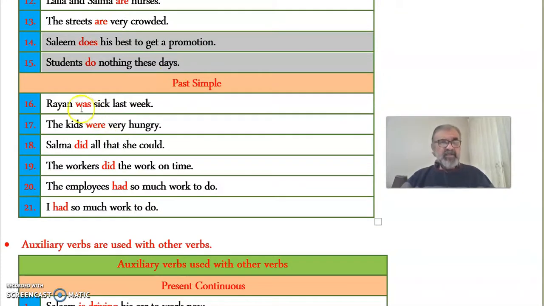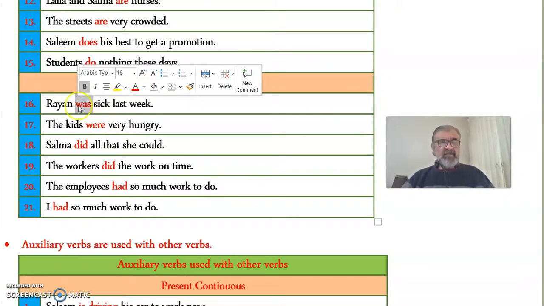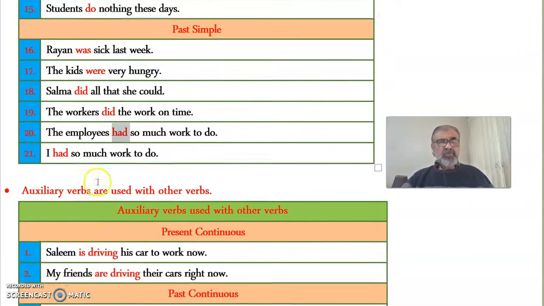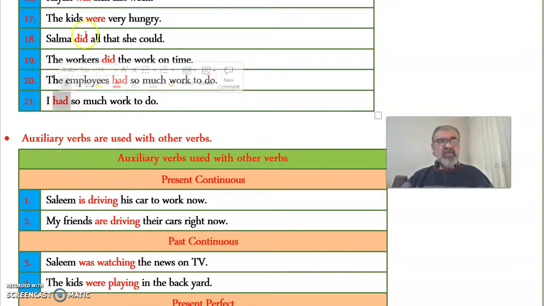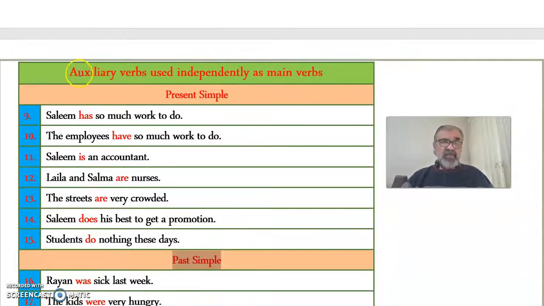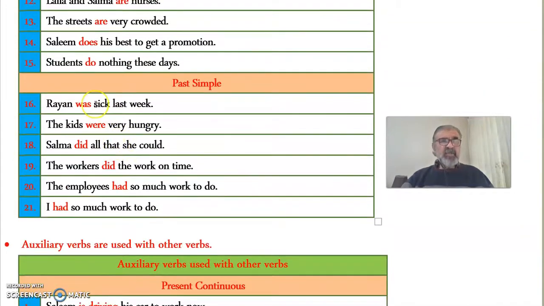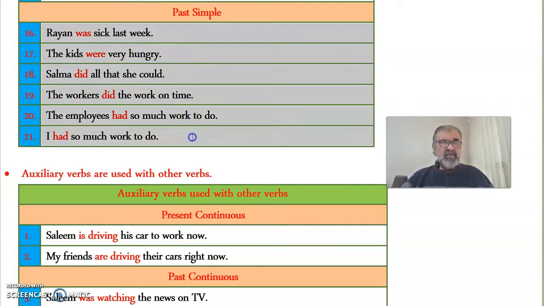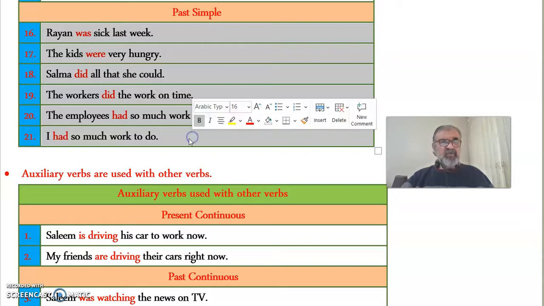Now the past simple. Ryan was sick last week. The kids were very hungry. Selma did all that she could. The workers did the work on time. The employees had so much work to do, and I had so much work to do. Again, all these are past simple sentences. All these are auxiliary verbs that are used independently as main verbs. Simply why? Because they are not followed by any other verbs. Again, these are the verb to be, the verb to do, and the verb to have.